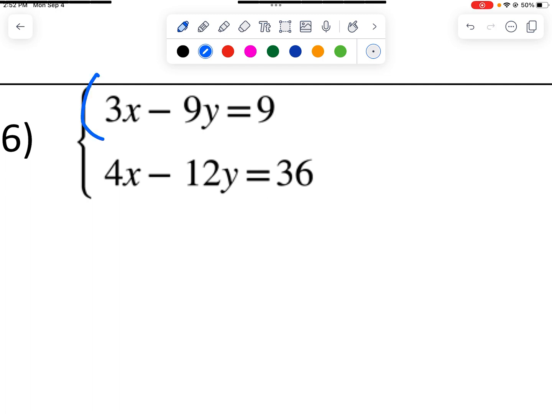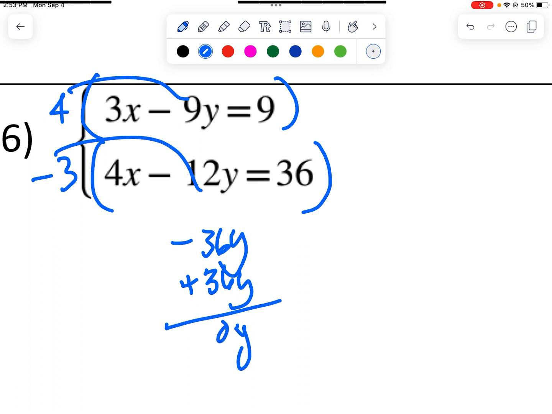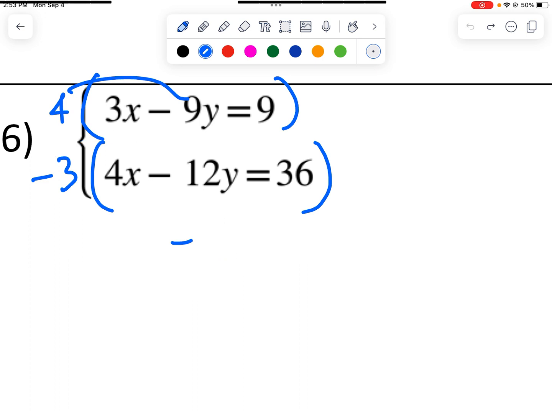Somebody might decide that they're going to multiply this by 4 and multiply this by negative 3. And that would give you negative 36y. And that would give you positive 36y. And that would give you y's canceling. You can certainly do that. Again, whatever flies your planes and sails your boats. Here's what I notice.